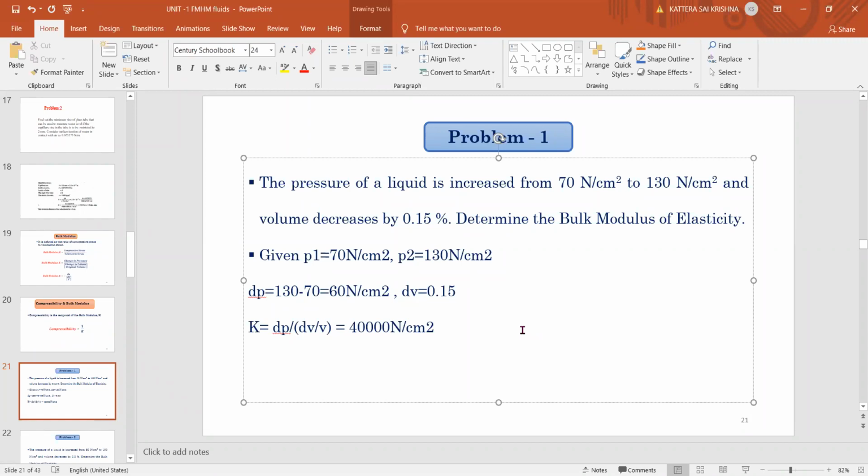Okay, please copy it. These are very small problems. Maybe for 2 marks they may ask, or sometimes they may not ask. We just need to remember the formula K equal to dP by dV by V. So this V should be capital, the initial volume. Change in volume to original volume.